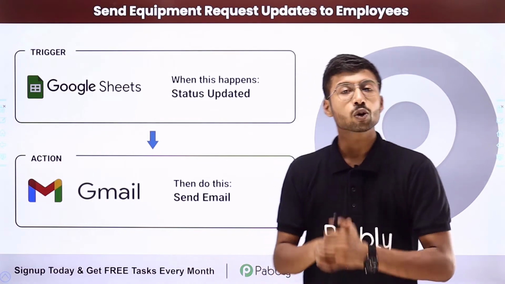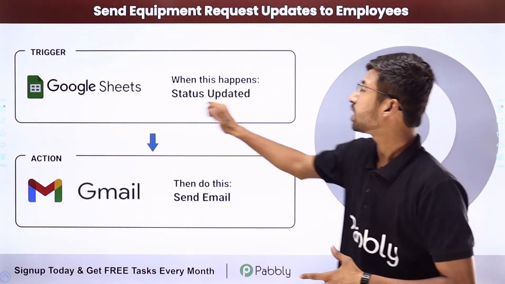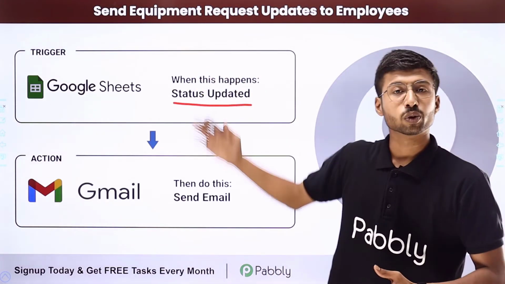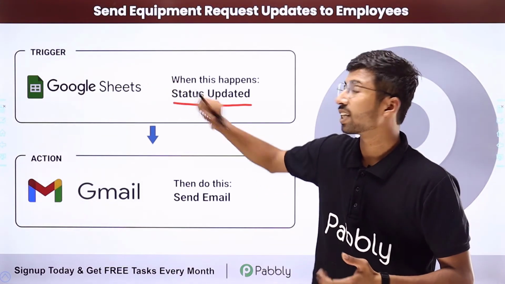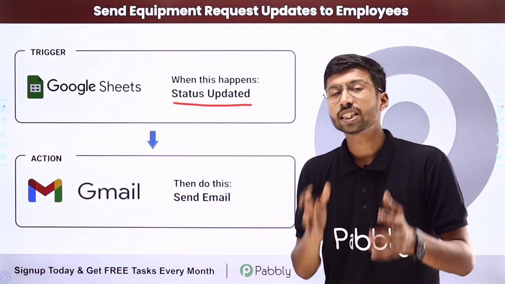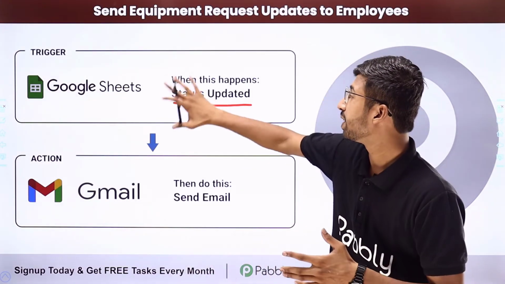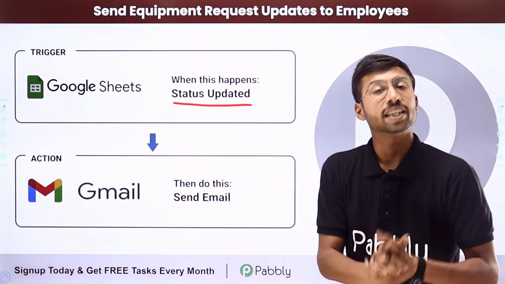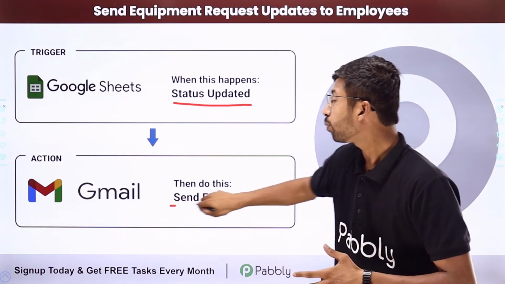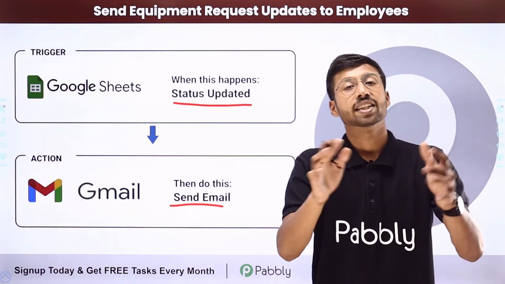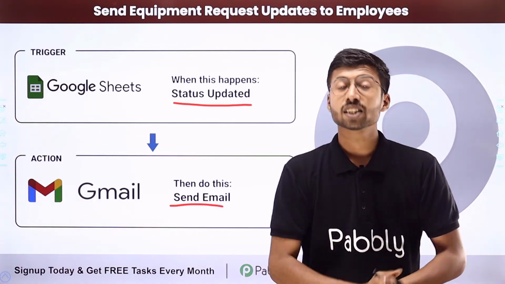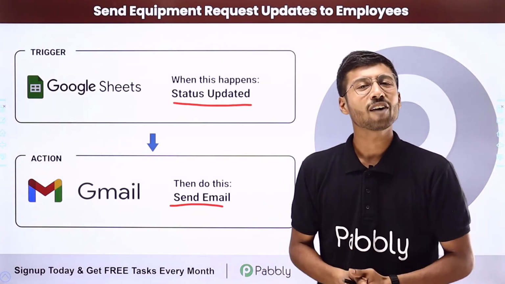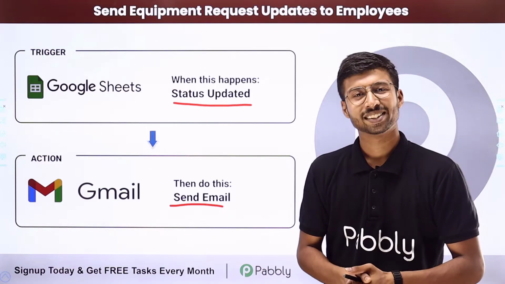So the trigger of this automation will be the update of status of this new requirement in a Google Sheet. Suppose you are getting the data from form submission and automatically you are adding that data in Google Sheet. So whenever the status of that new requirement is updated on a Google Sheet, automatically an email will be sent to the employees who have made the request regarding that update. Isn't it amazing, guys? Now guys, how can you set up this automation? To know this, you have to come with me to my screen.